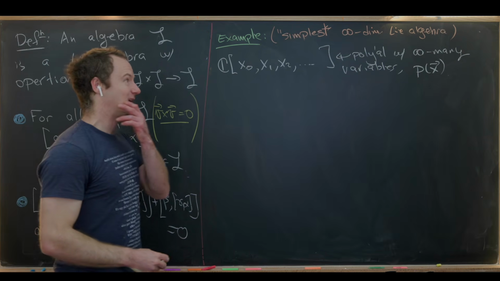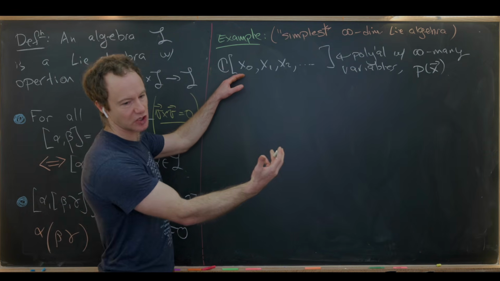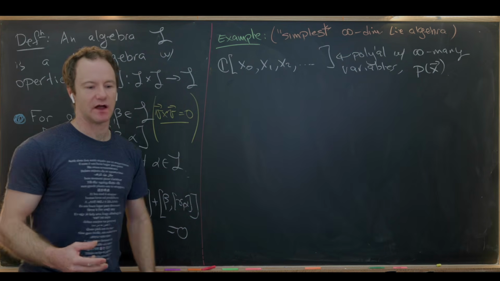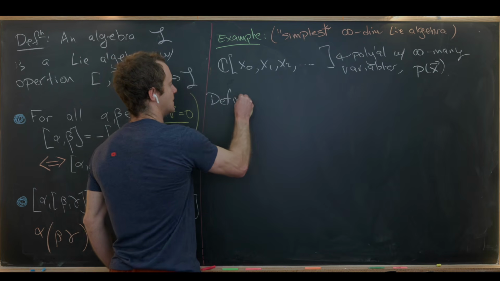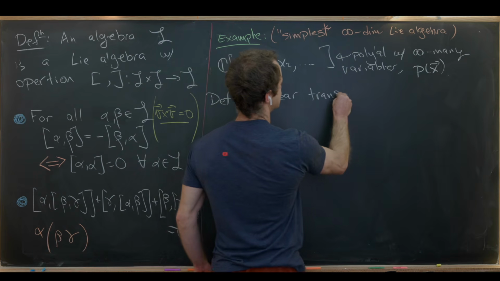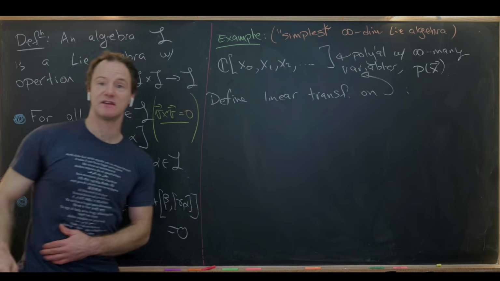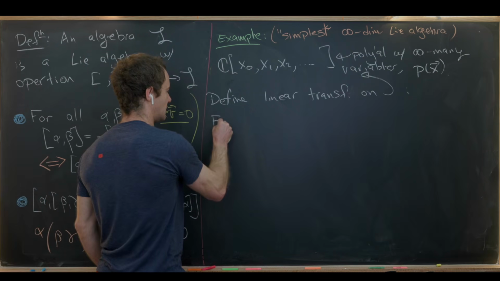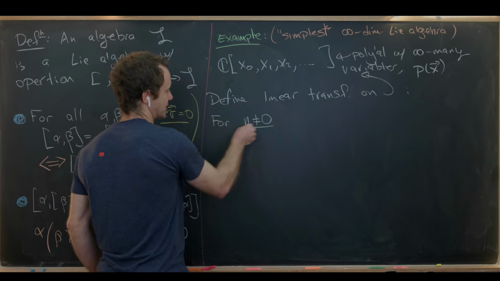Okay, then our Lie algebra will not be this space with additional structure. It'll be a space of linear transformations on this space. And so let's define linear transformations on this space, and we're going to define an infinite family of linear transformations. And so first of all, if we have n not equal to 0, so n is an integer here, but it's not equal to 0.